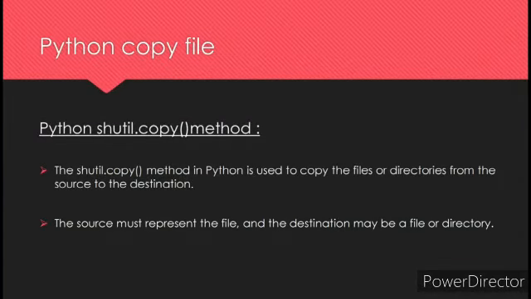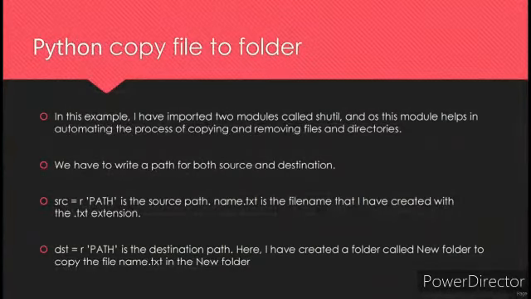Python method to copy a file. The shutil.copy method in Python is used to copy files or directories from source to destination. The source must represent the file and the destination may be a file or a directory.